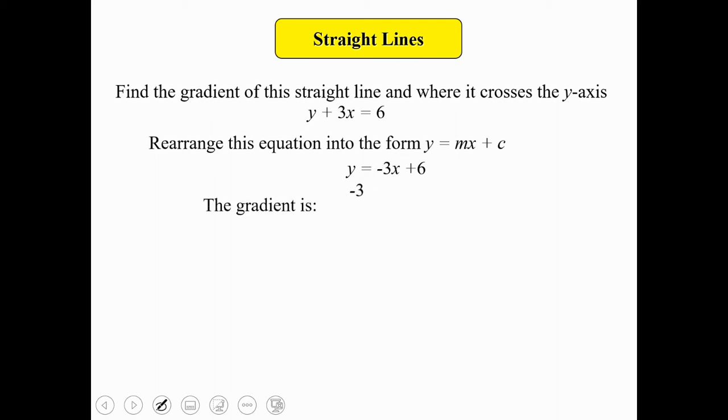What would the gradient be? The gradient would just be the coefficient of x, which is minus 3. And the y-intercept would just be plus 6, or just a 6 on its own.